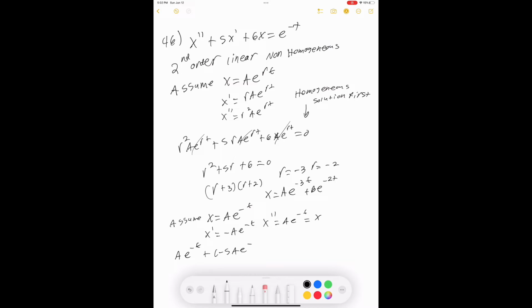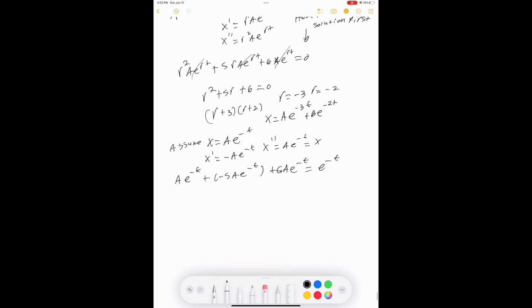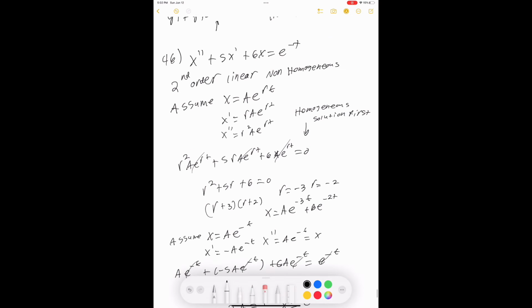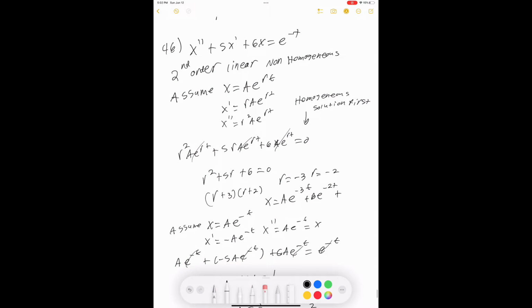So if you assume that x equals some a e to the negative t, x prime is going to be the negative of that, x double prime is just going to go back, right, because times negative again. You're going to get a e to the negative t plus negative 5a e to the negative t plus 6a e to the negative t equals e to the negative t. Cancel out all those e to the negative t's so that now we can just solve for a. We're going to be left with 2a equals 1, a equals 1/2. Now you have the non-homogeneous aspect of the function, right, e to the negative t over 2. We could just add that on to our homogeneous solution to get the full solution for our differential equation.